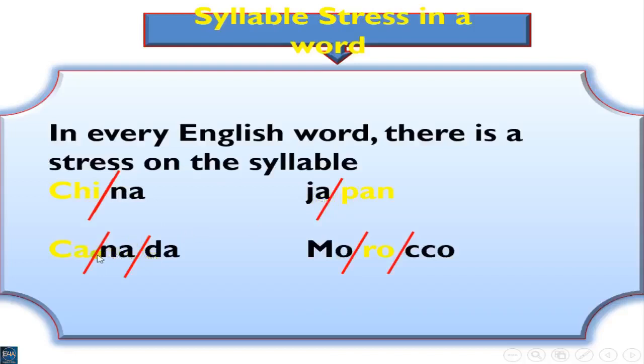Canada. The stress is in the first part. This word has three syllables, three parts. Morocco. How many parts? This word has three parts. Morocco. The stress is in the middle. Morocco. R here is double R.